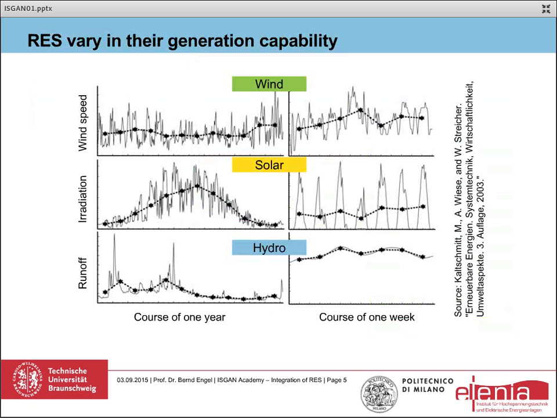So renewable energy sources vary in their generation capability. First we see the wind. The wind speed varies during the year and during the day. Solar varies during the day. Only hydro is very easy to predict.